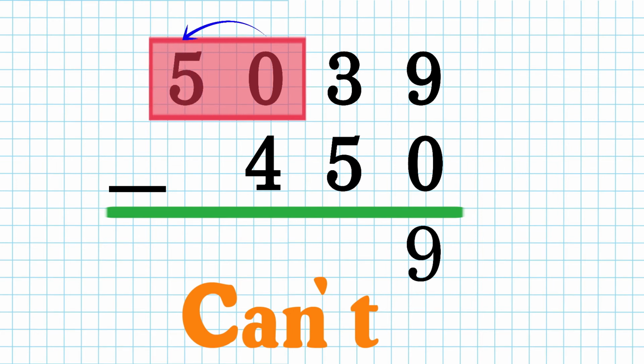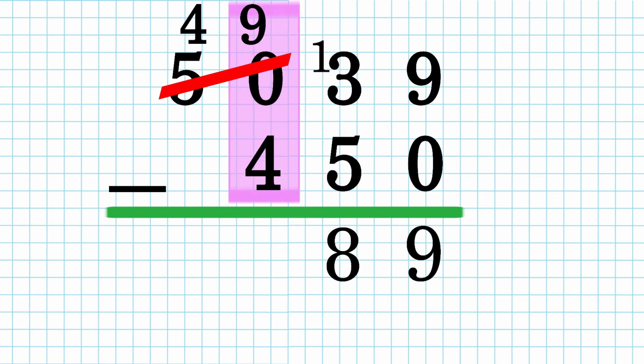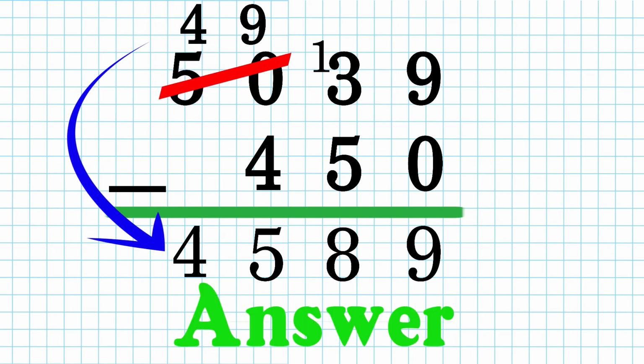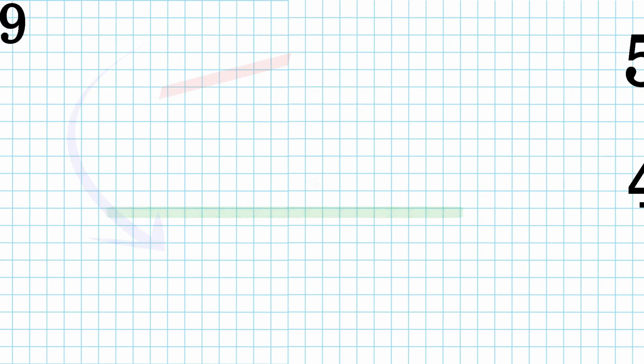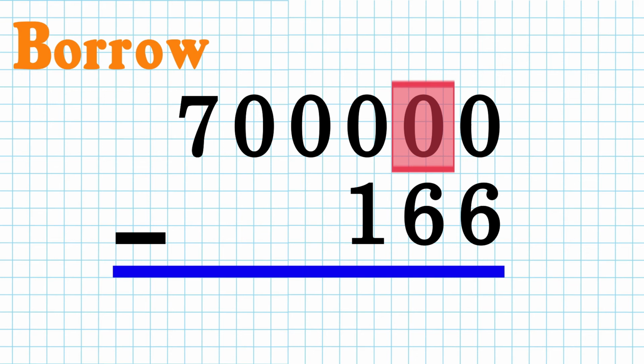Now we can borrow from 50, right? We will take 1 away from 50, which will leave 49 behind. Now the 0 has become 9 and 3 has become 13. 13 minus 5 is equal to 8, 9 minus 4 is equal to 5, and 4 will be copied down. Our answer is 4589.